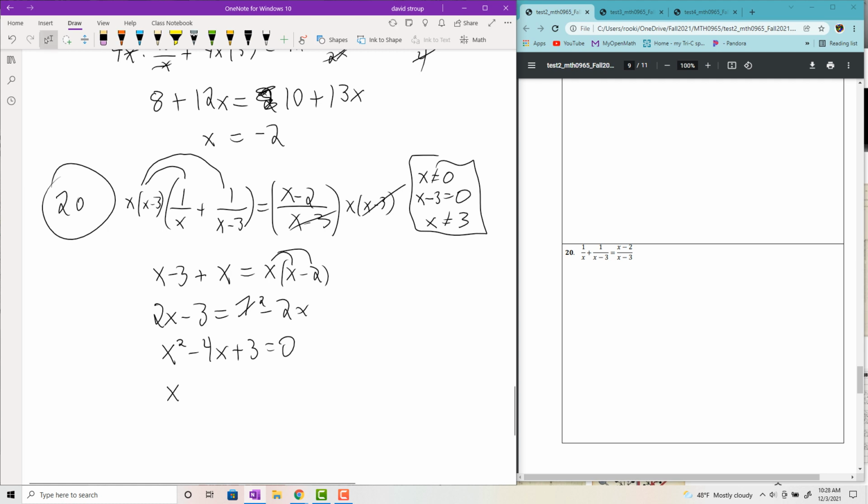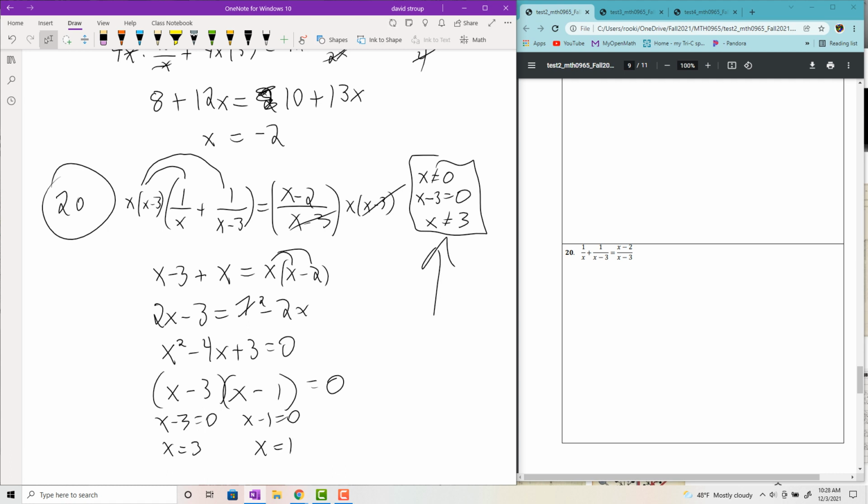I factor that, so I have x and x, I got minus 3 minus 1 is 0. So x minus 3 is 0, so x is 3, we think, or x minus 1 is 0, so x is 1, we think. You have to look at the restrictions. Look, x cannot be 3, so you have to toss this one in the trash, and the only solution is x equals 1.